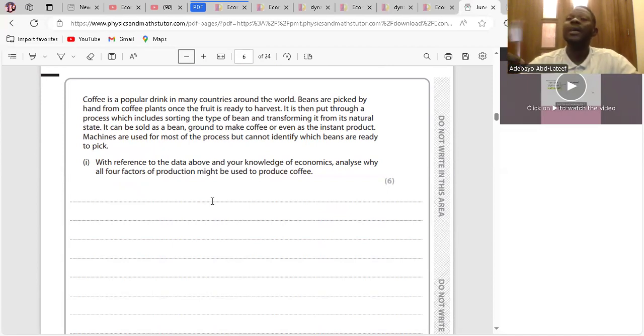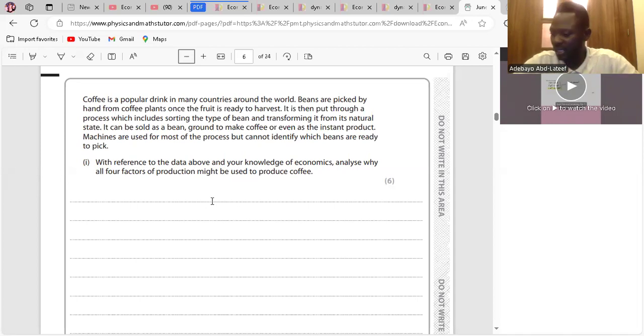Even teaching involves all the factors of production. There's nothing we want to produce in terms of goods or services without the factors of production. None of them will be excluded. So it means we need all the factors of production for production. That's why we call it factors of production. And what are factors of production? These are resources that help in the production of goods and services. So that means we have land, labor, capital, and enterprise.